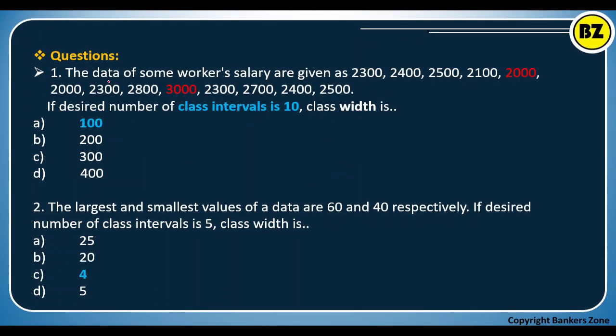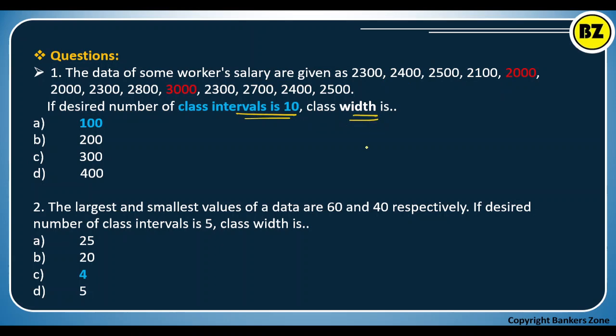So see, data of some workers' salary is given: 2300, 2400, like that. Here we have to find, if the desired number of class intervals is 10, what will be the class width? There are some workers, and this is the salary of the different workers. So the class interval count is 10, then we have to find the width.